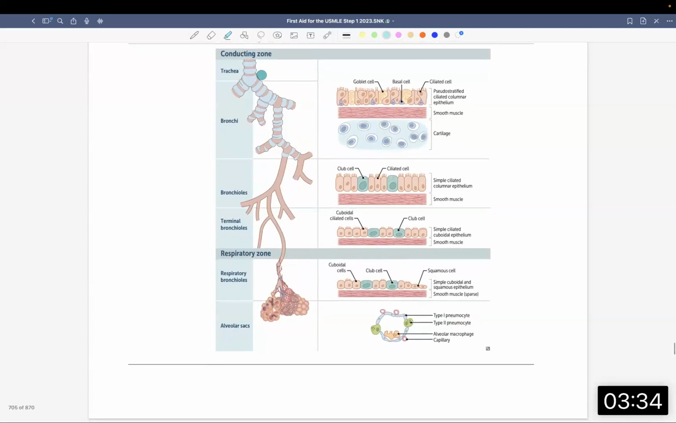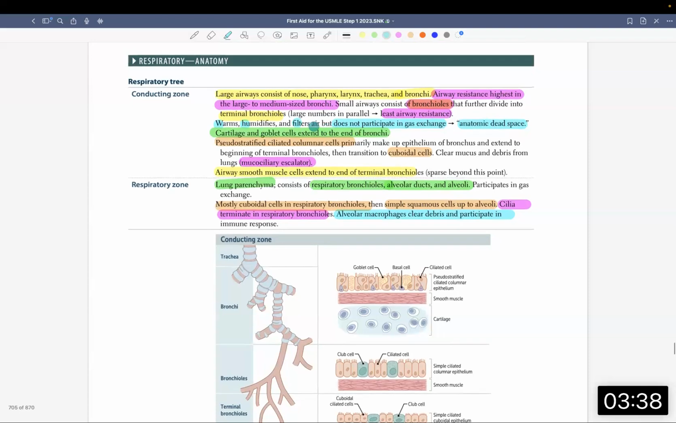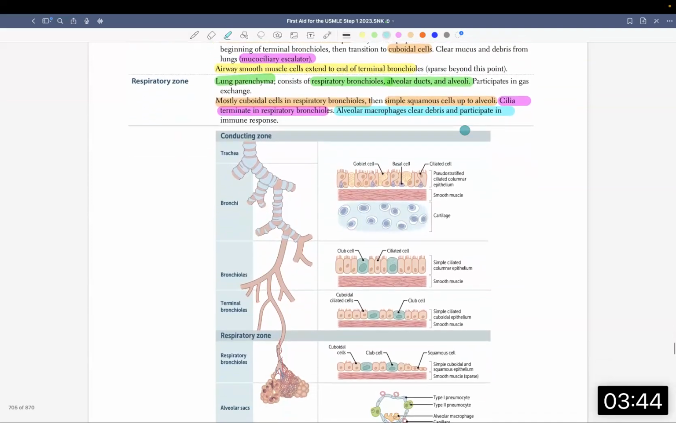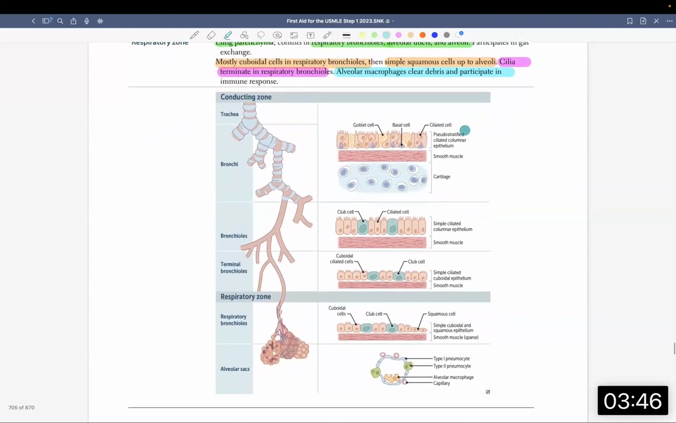So the conducting zone is just conducting air, warming the air, humidifying the air, and filtering the air, but it does not participate in gas exchange. So it's known as an anatomic dead space. And then there's also a question where if the patient is connected to a vent, then that's lots of tubing. So that's increasing the anatomic dead space.